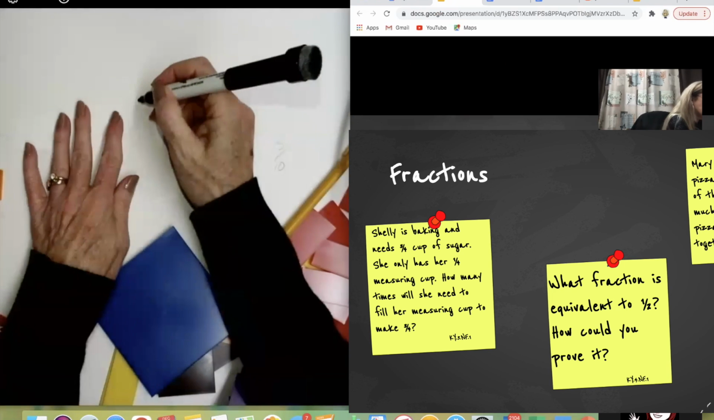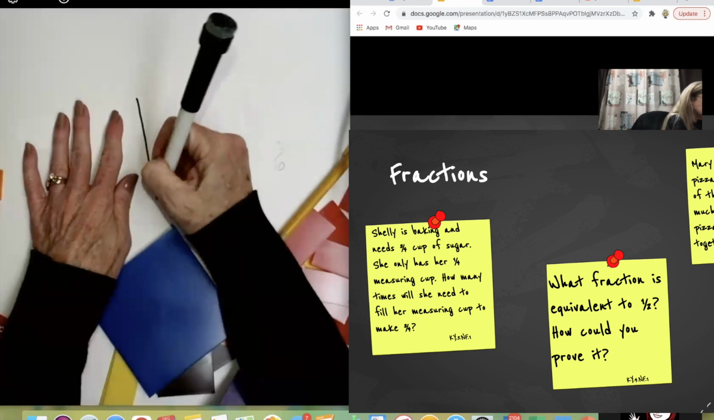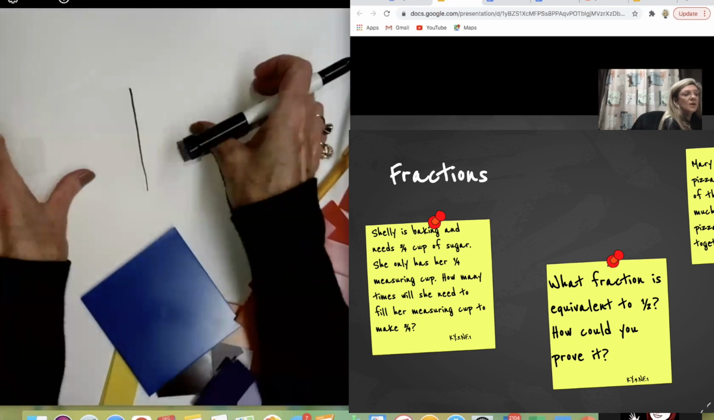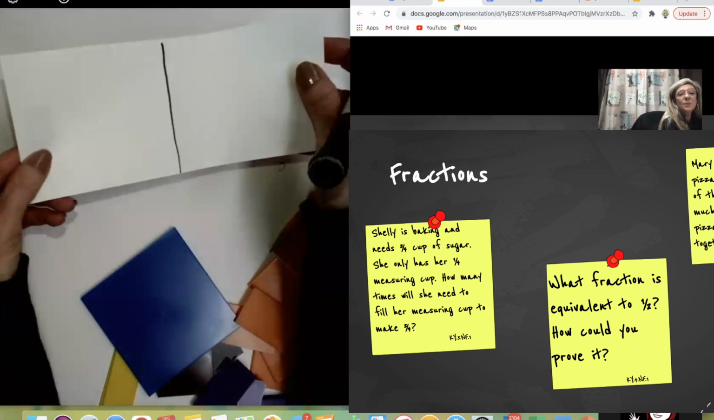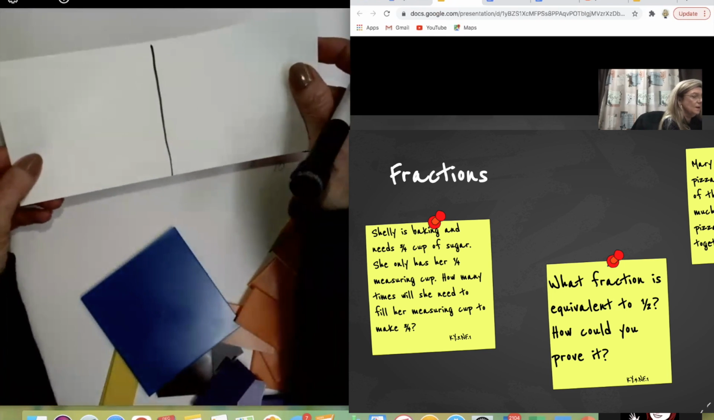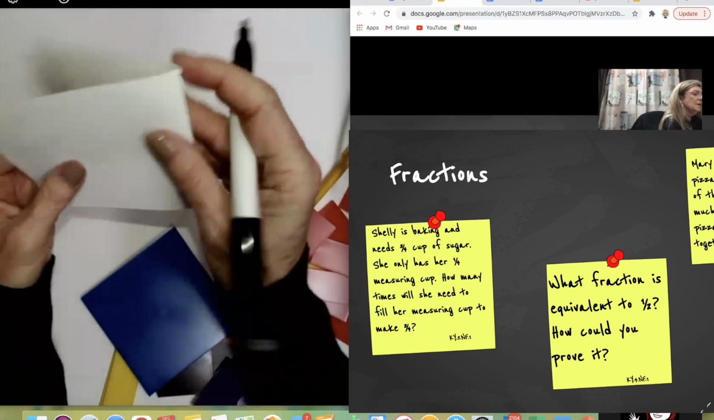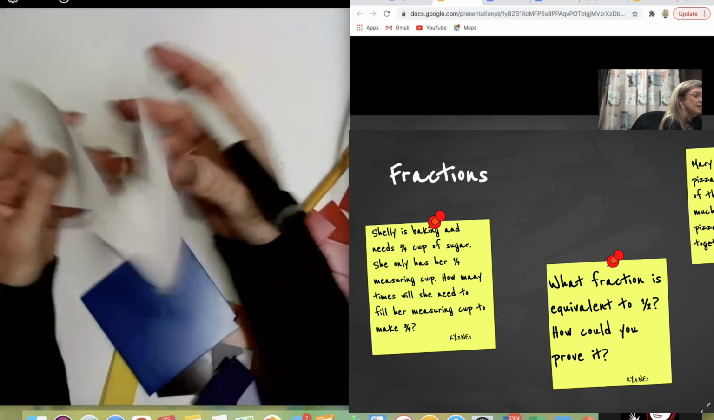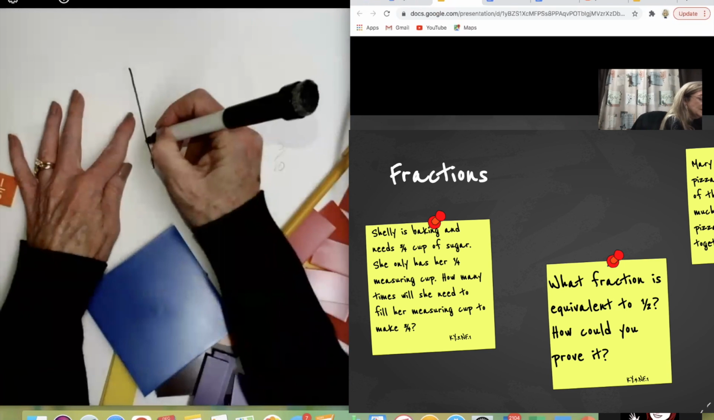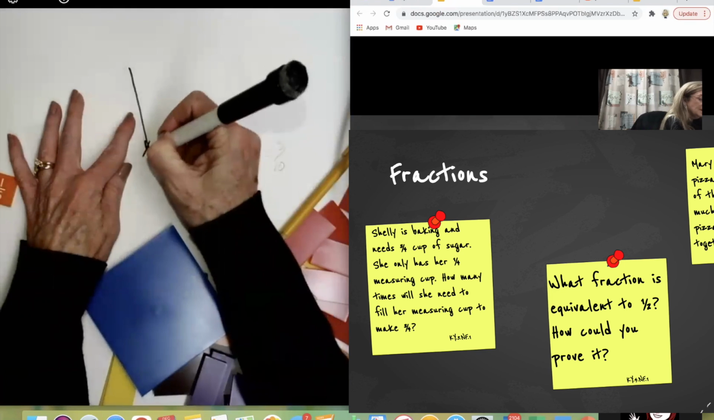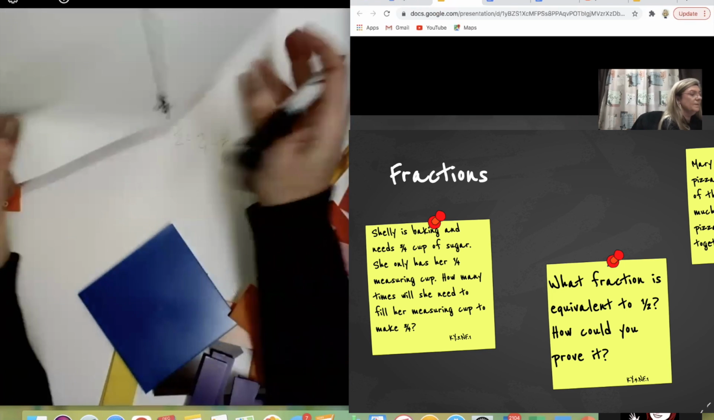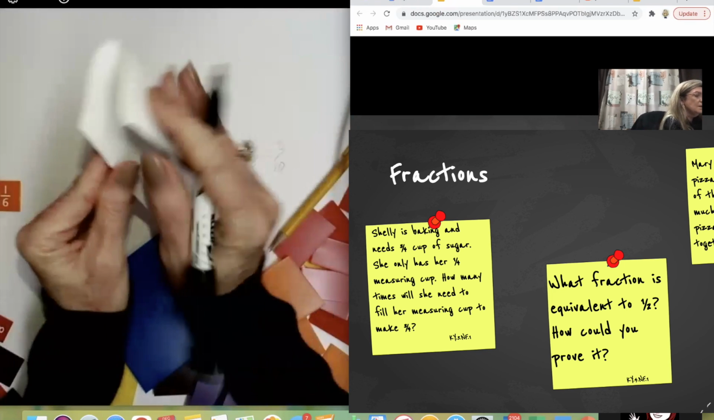I'm going to draw my line. Okay, and I see that I've got, it's kind of hard to see on that white, I've got 2 parts. So this is 1/2, this is 1/2. So right on this line, I'm going to label that it's 1/2.